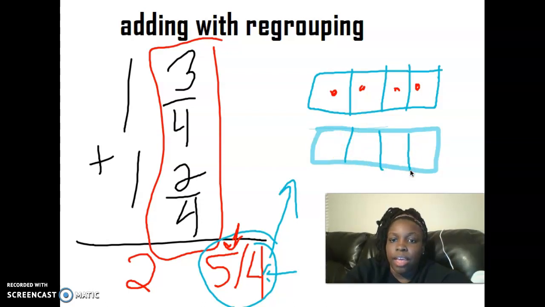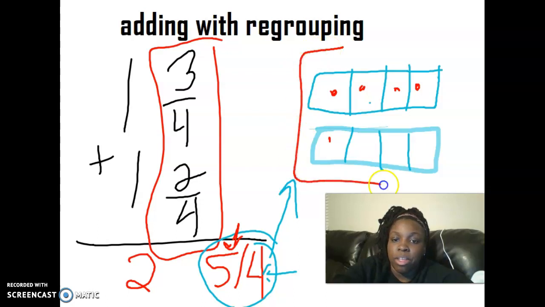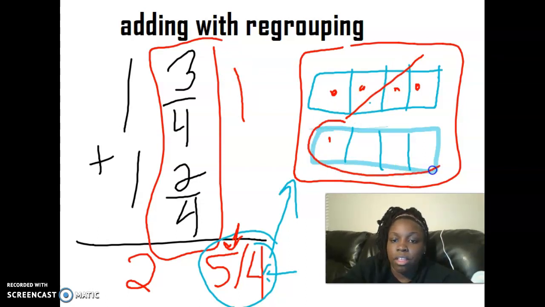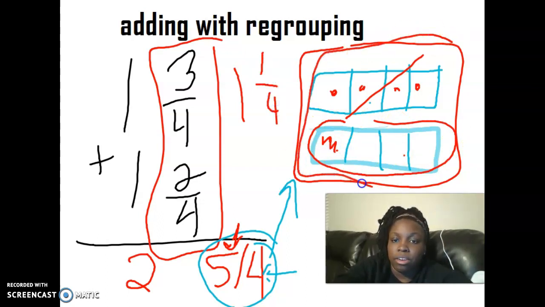And we already have 1, 2, 3, 4. We just need one more, 5, right? So we have 5/4. However, we need to change this into a mixed number. What is this candy bar as a mixed number? Well, we have one whole, and then we have 1 out of 1, 2, 3, 4, so 1/4. So this mixed number here is 1 and 1/4.